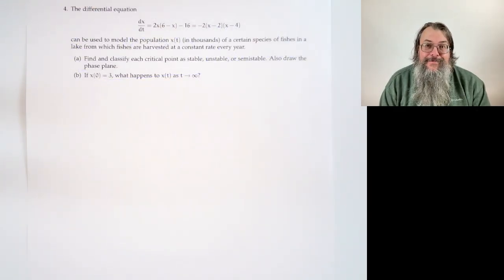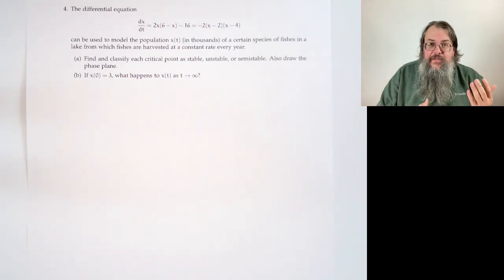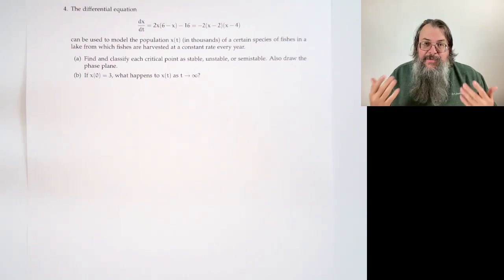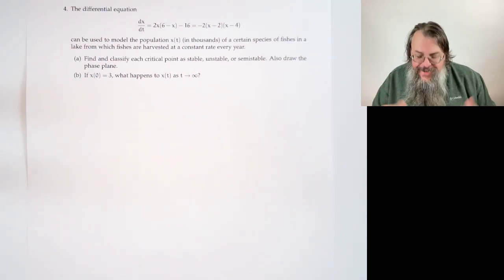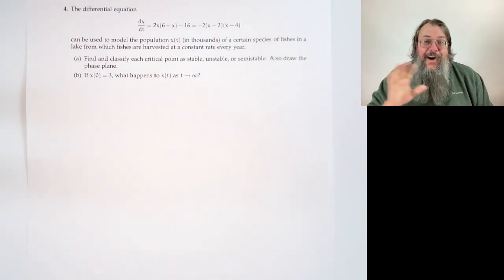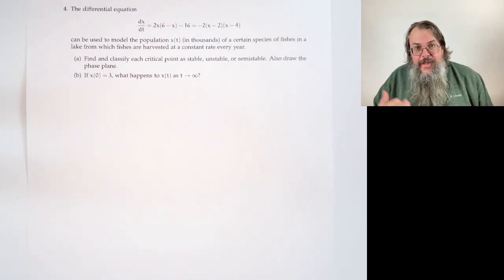The fourth problem. The differential equation dx/dt equals 2x times (6 minus x) minus 16, which is also negative 2 times (x minus 2) times (x minus 4). So they did a lot for us. They factored it for us. They're so nice. Oftentimes they won't do that, we'd have to do that ourselves. But it's okay. Take what you can.